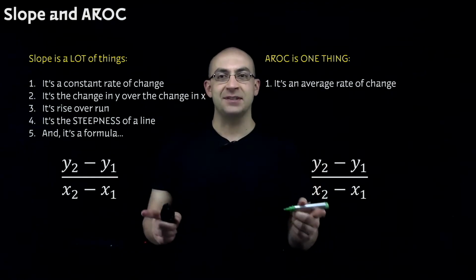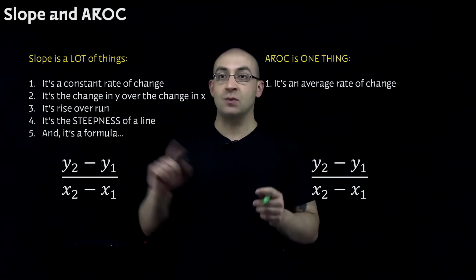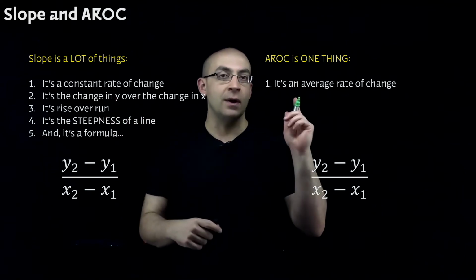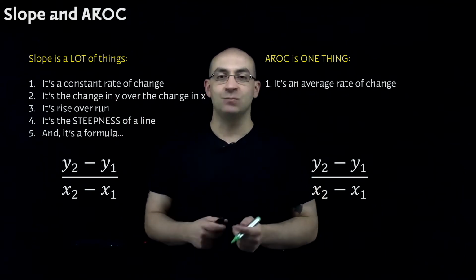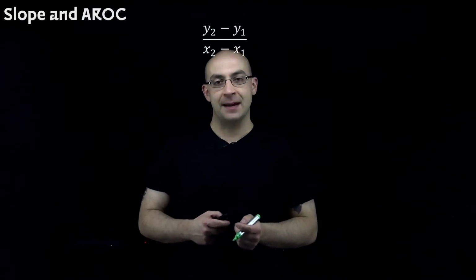Take a look at the formulas though. It's exactly the same. So when we talk about rate of change, whether it's slope as constant or AROC as average, we're going to use the same formula. So let's jump right into a couple of examples.